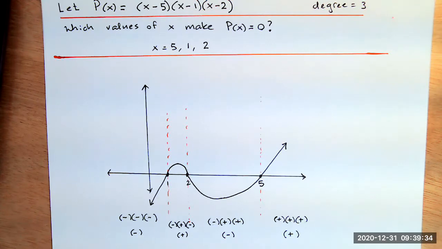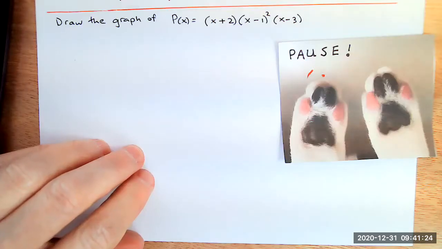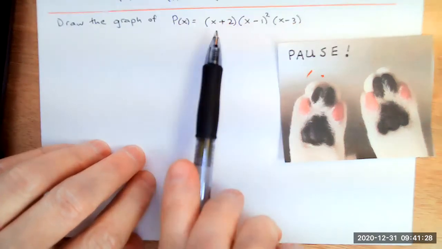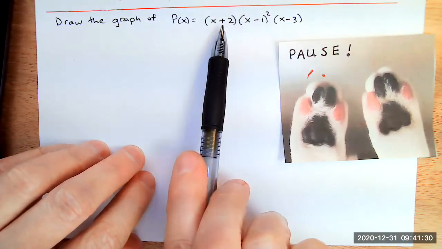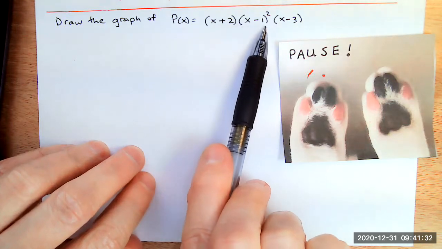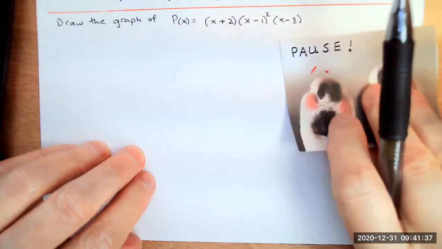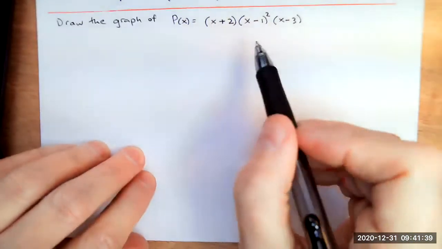All right, let's try another. All right, try drawing the graph of this function. So first of all, you notice that this factor is squared. So that's going to change things a little bit.